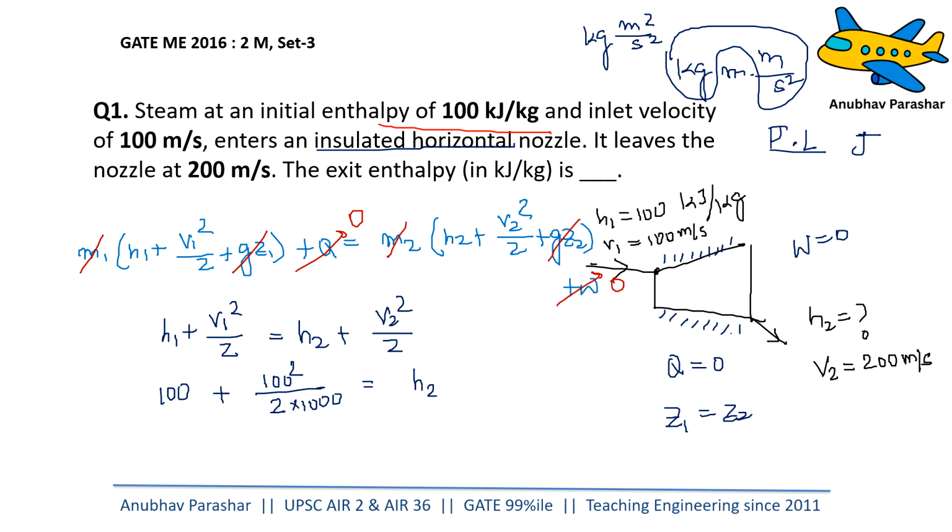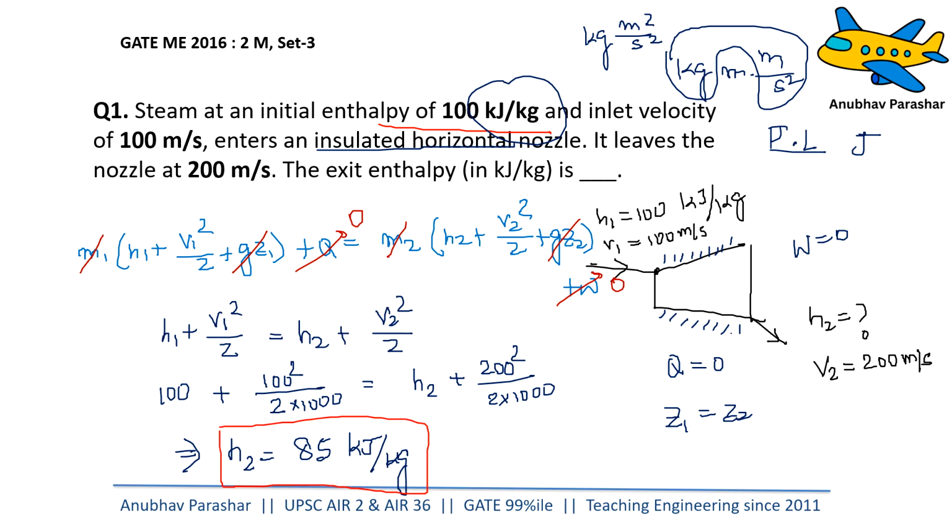We need to find out what h2 is, plus V2, which is given as 200, whole square divided by 2. Again, you'll have to multiply by 1000. Why? Because h is given in kilojoule per kg. So you make sure that you take care of these units from here. If you calculate, you'll get the value of h2 as 85 kilojoule per kg. Right? It wasn't very hard.